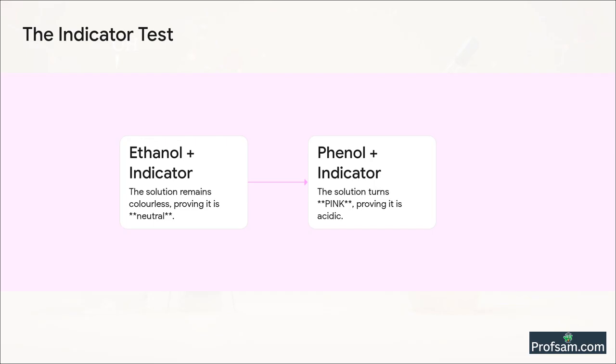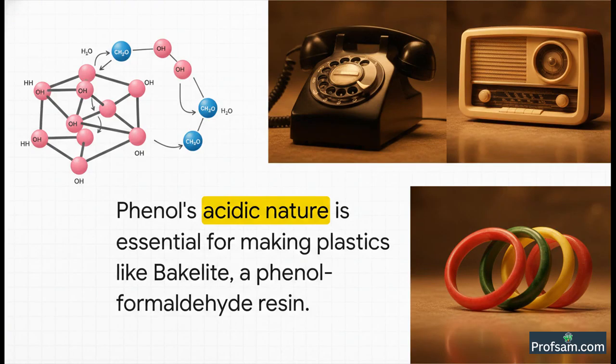But, and this is the exciting part, if you take a solution of phenol and add the same indicator, the solution immediately turns a beautiful pink color. And that pink color is the undeniable visual proof that phenol is acidic. And believe me, this isn't just some random fact for your lab practicals. This acidic nature of phenol is hugely important in the real world in industry.